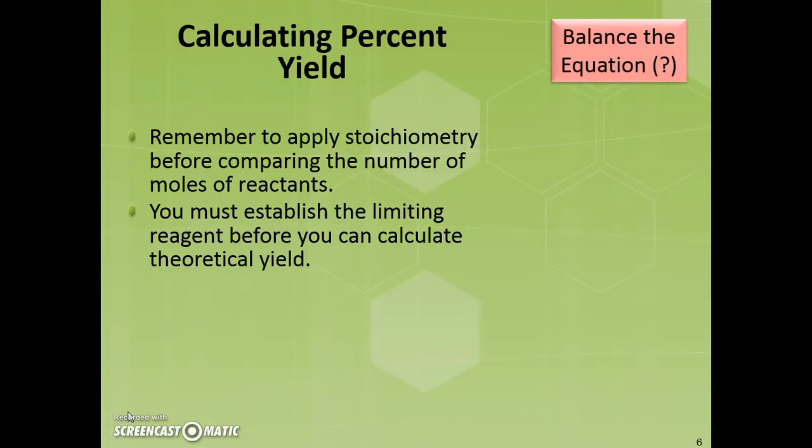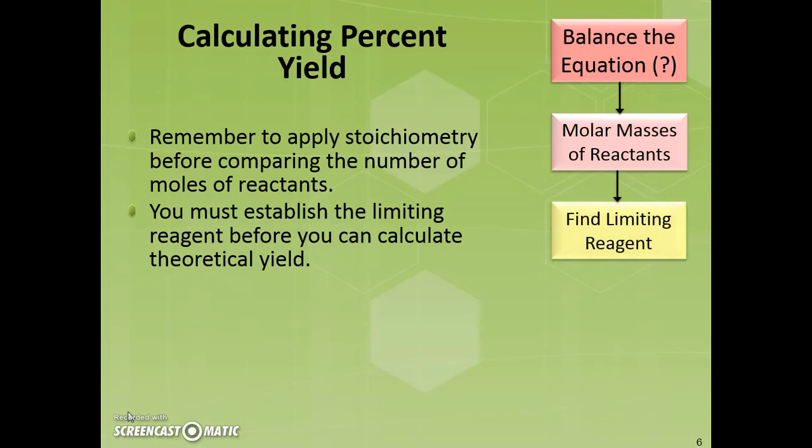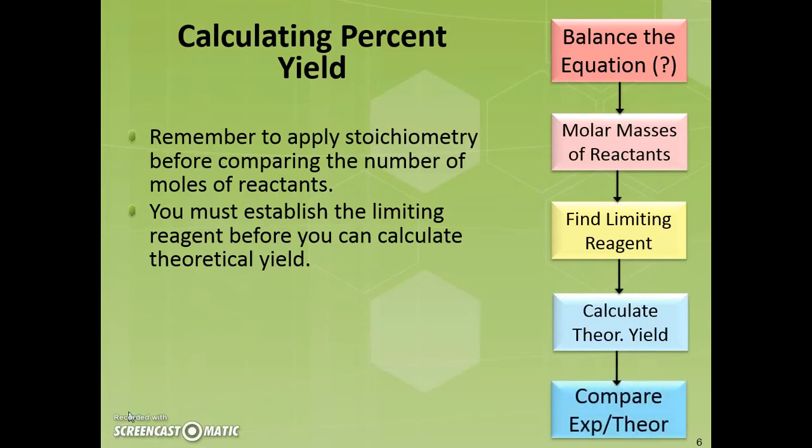So, a little flow chart to walk us through the calculation. First off, we make sure that the equation is balanced. Next, we collect the molar masses for all of the reactants. Then we go through our big calculation to find the limiting reagent. Once we've done that, we can calculate the theoretical yield, and we compare the actual yield to the theoretical yield in order to establish our percent yield.